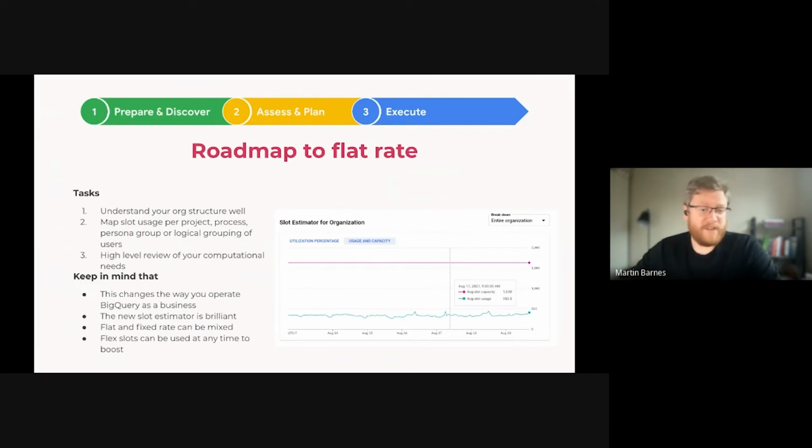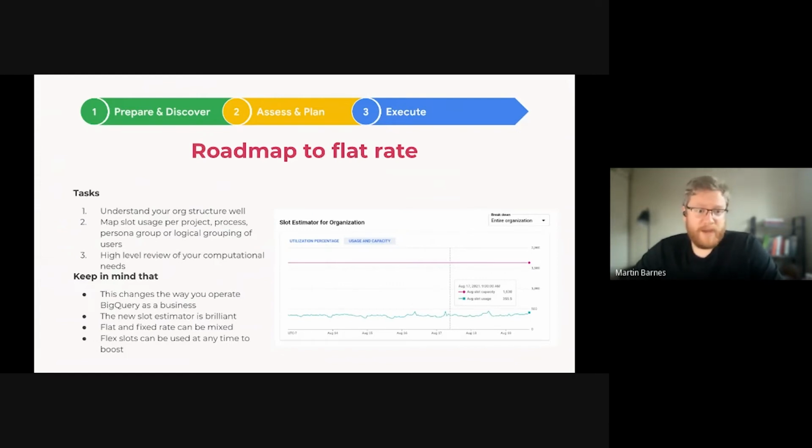So the kind of tasks that we do are really around understanding your organization, around your usage, around your computational needs. But this is not a restriction. This is purely something that can add to your usage in BigQuery, provide more consistent utilization.